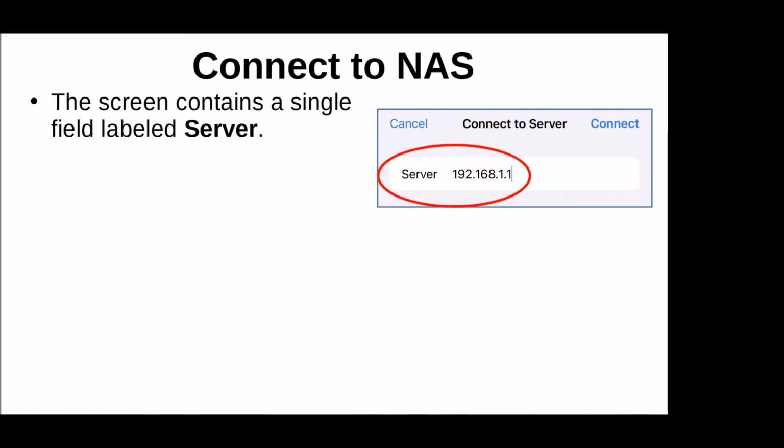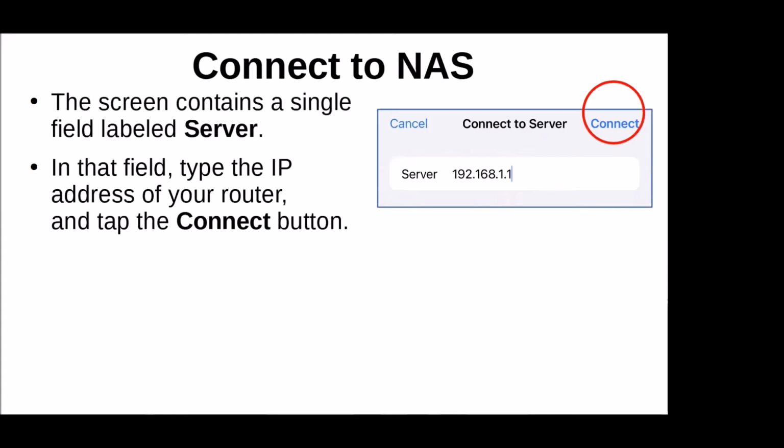The screen contains a single field. It's very simple. A single field named Server. And as you can guess, given what you see on the screen, you need to type the IP address of your router, and then you tap the Connect button in the upper right corner. It's really not very difficult, but you have to get that address correct.